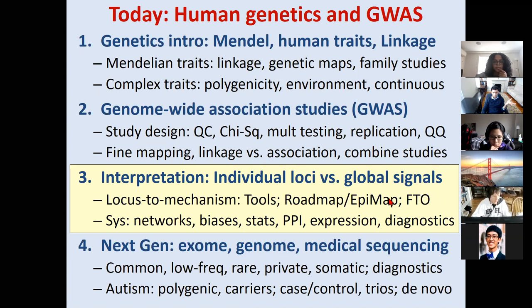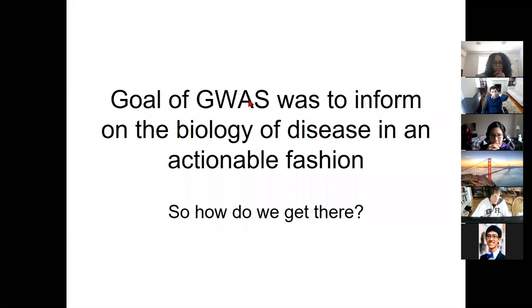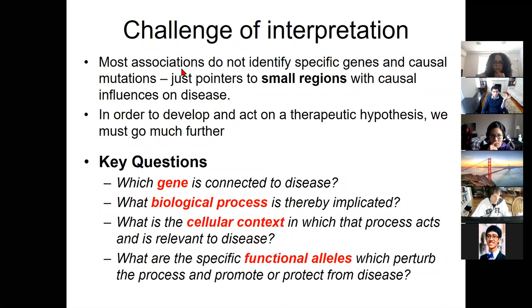So the goal of GWAS was to inform on the biology of disease in an actionable fashion. So how do we get there? There's a challenge of interpretation. Most associations do not identify specific genes and causal mutations. Instead, they're just pointers to small regions with causal influences on the disease. In order to develop and act on a therapeutic hypothesis, we must go much further.